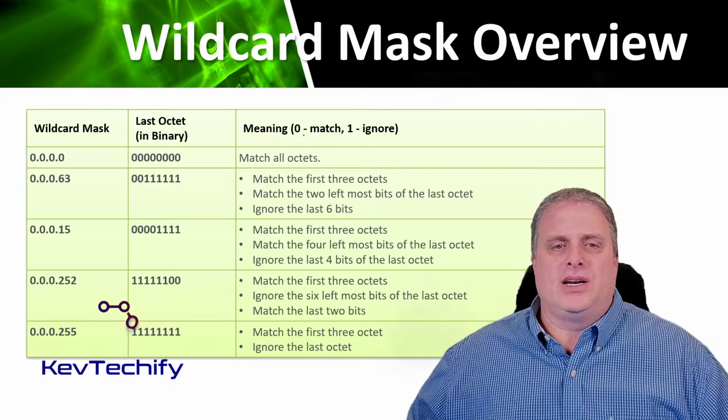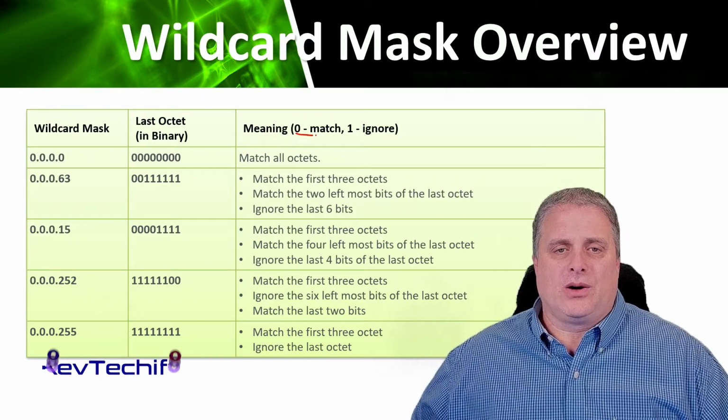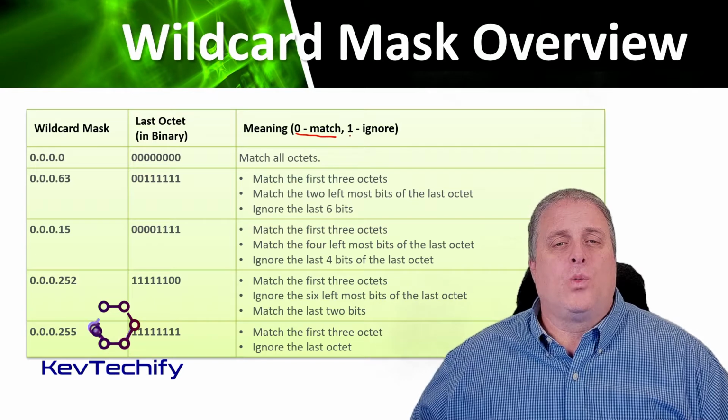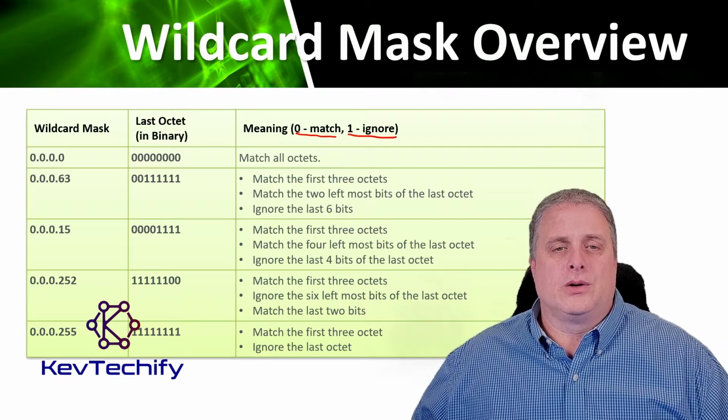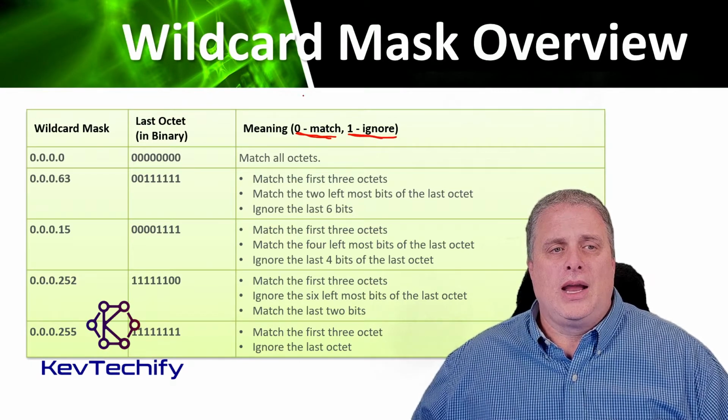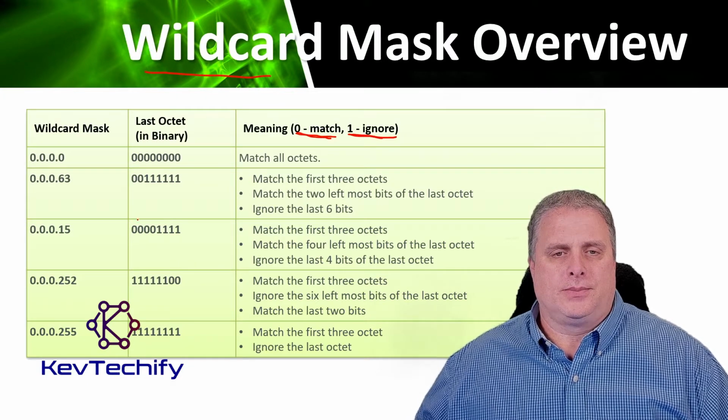What that means is, in a wildcard mask, if it's a 0, let's match it. If it's a 1, ignore it. 0's a match, 1's ignore in our wildcard mask.